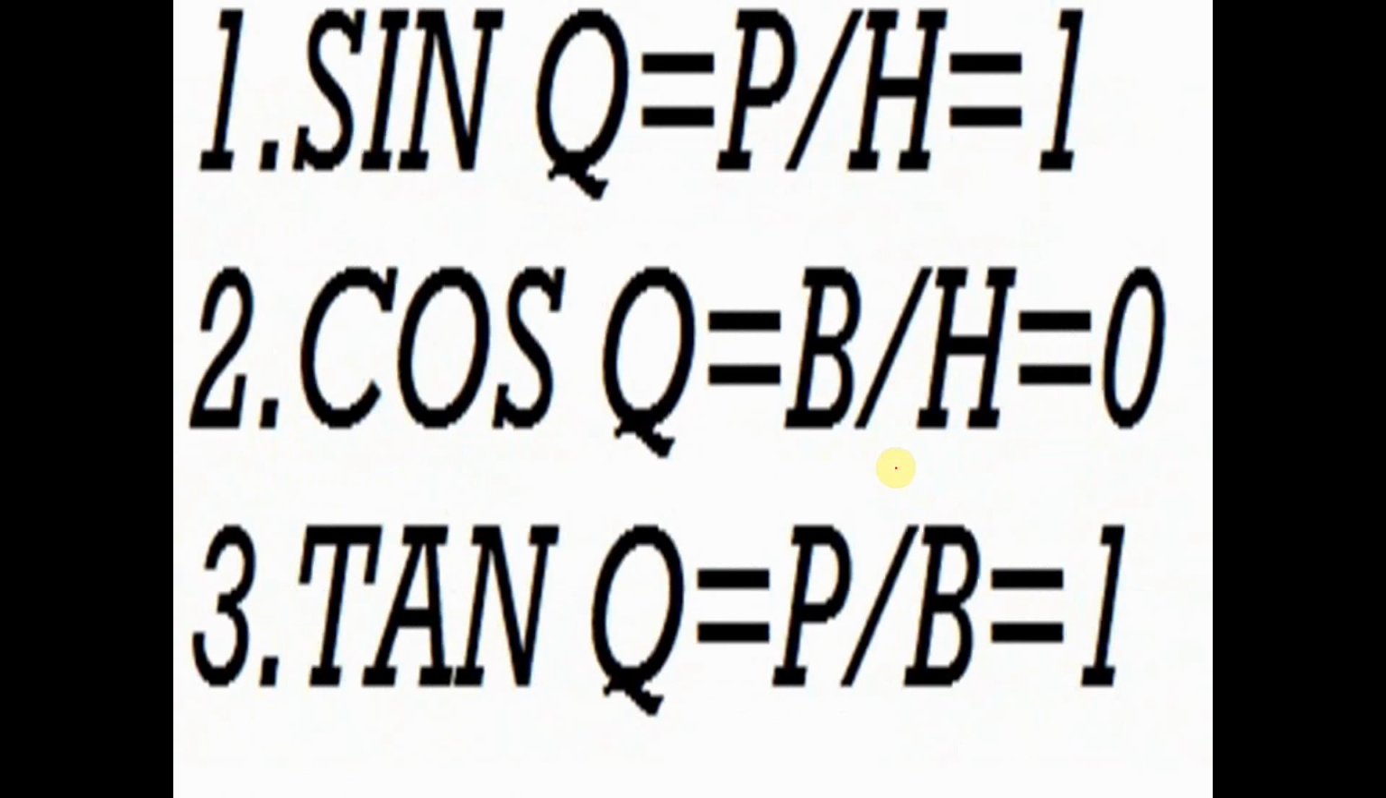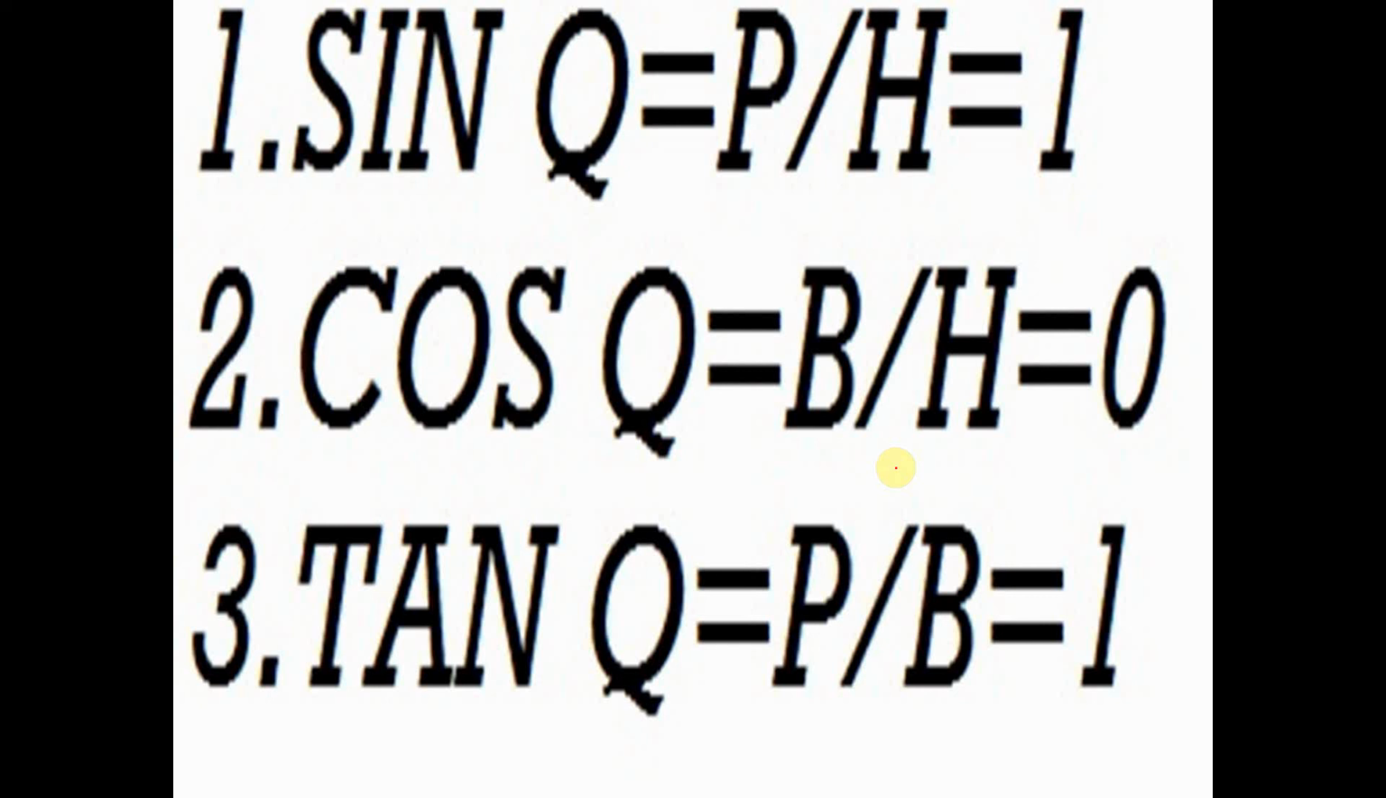First, sin theta. Sin theta is P by H, which is equal to 1 because the value of P and H is 1 by 1. So it will become 1. The value of sin theta for the 90 degree is 1. Second, cos theta is B by H. B value is 0 and H value is 1. So 0 cannot be divided by any number. So the value of cos theta for the 90 degree is 0.